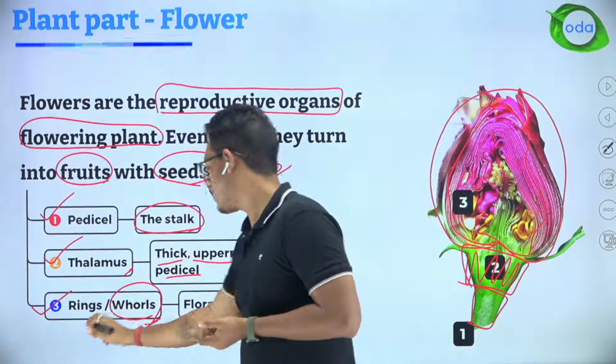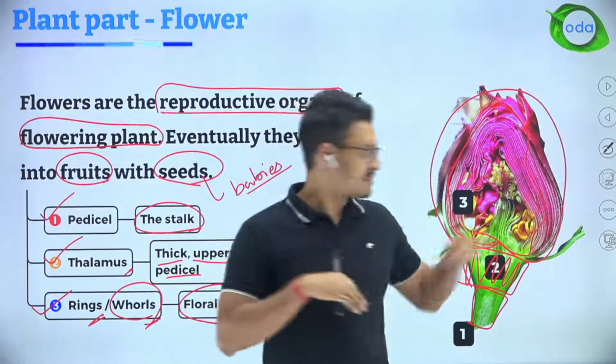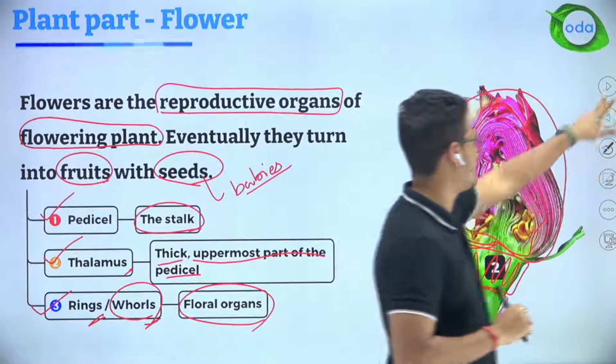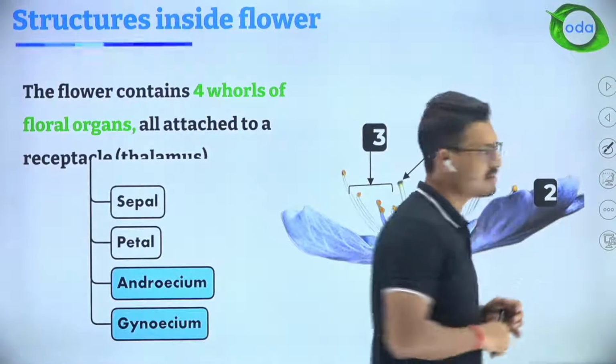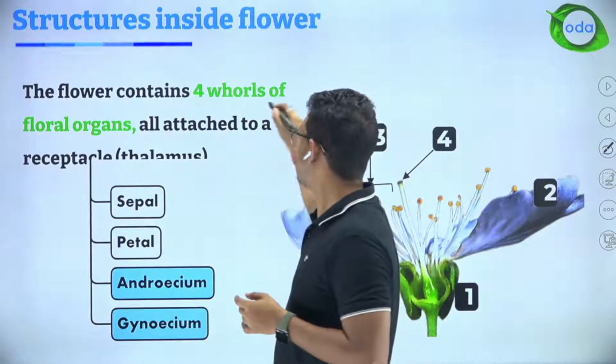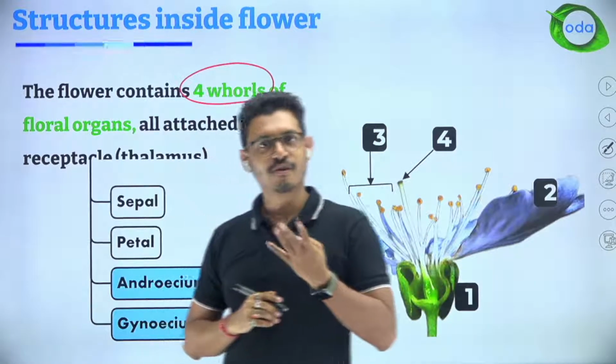We call them whorls or rings. These are the actual floral organs. The rest of the structure that you see, the pedicel and the thalamus, these are just accessory parts. Okay. Now, when it comes to the whorls, there are mainly four whorls. Remember that. Okay. There are mainly four whorls. There are six infinity stones, but there are only four whorls.